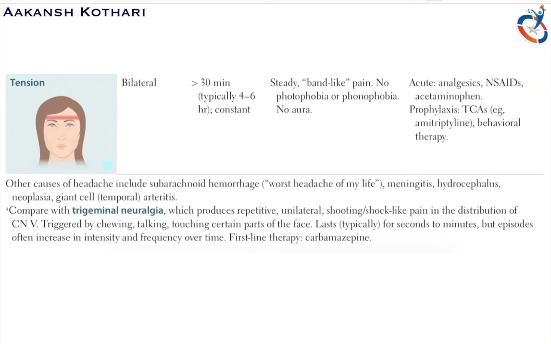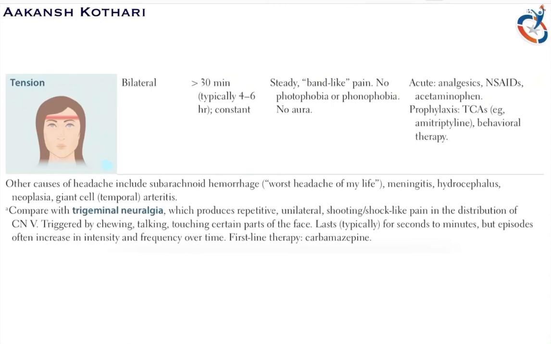Now the other causes of headaches include subarachnoid hemorrhage, which presents with the worst headache of my life. Okay, so the patient usually complains with the worst headache of his life. Headaches are also presented in meningitis, hydrocephalus, neoplasia, and giant cell temporal arteritis. Is this clear? So I'll talk about these different nervous pathologies in different modules. I've already covered giant cell temporal arteritis in the vasculitis module.